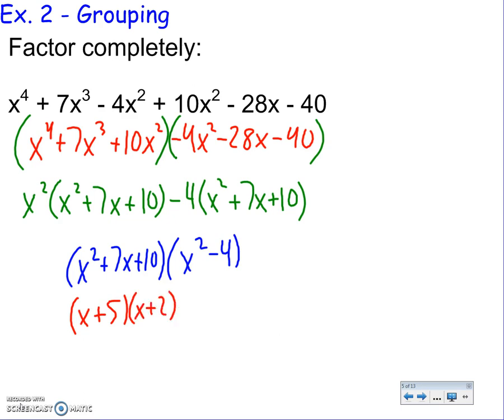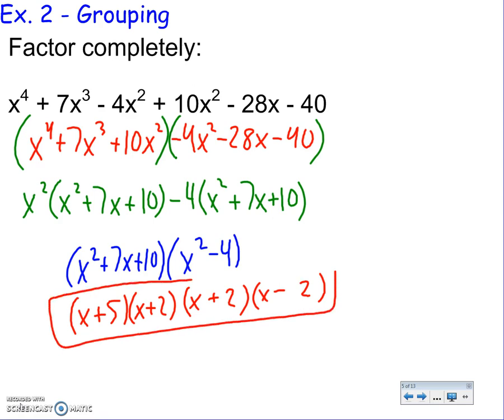The second one, that's a difference of perfect squares. That means I'm going to square root both of them. X squared, square root of that is just x and x. Square root of 4 is 2 and 2. You can change signs, so positive, negative. That is my answer. If you FOIL and distribute all those terms, you get the original problem back.